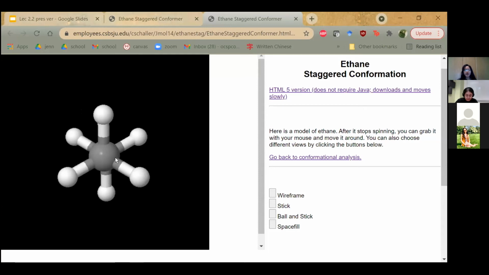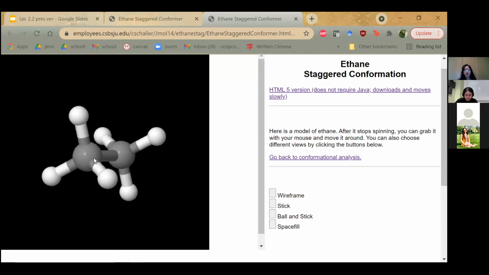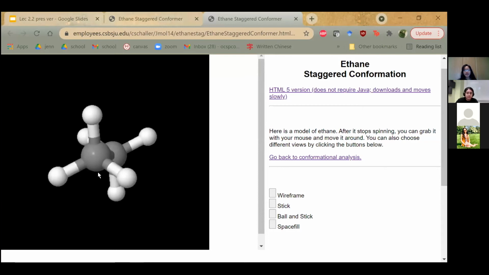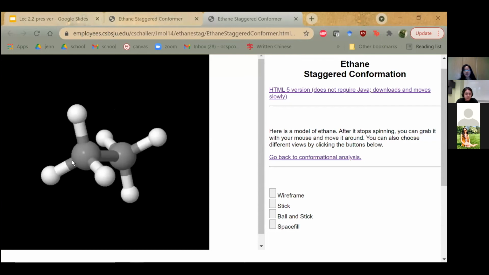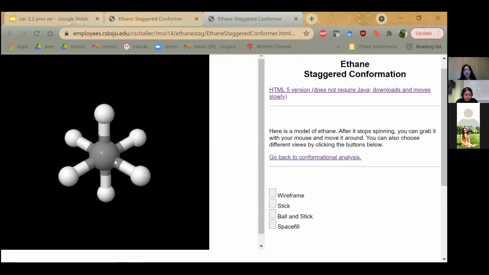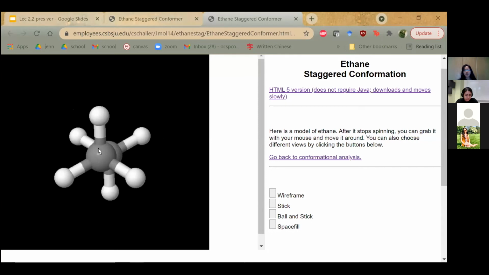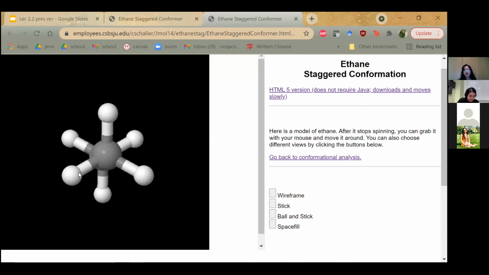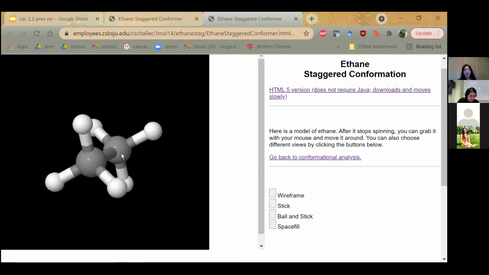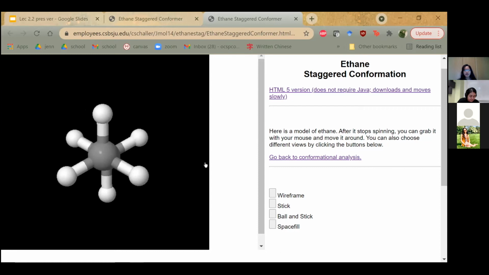Now notice how these hydrogens are no longer overlapping. Instead, they're kind of sticking out, they're staggered. And so we would draw a Newman projection looking like this. You would have your front carbon, and then these three bonds sticking out, and then the back carbon, and these three bonds are sticking out halfway between the bonds of the first carbon.